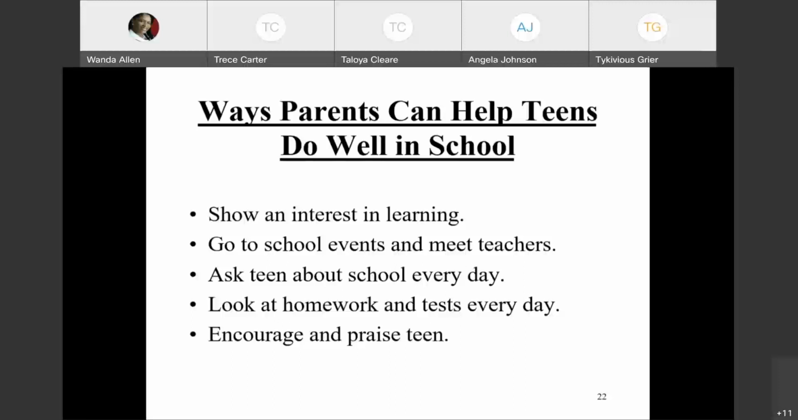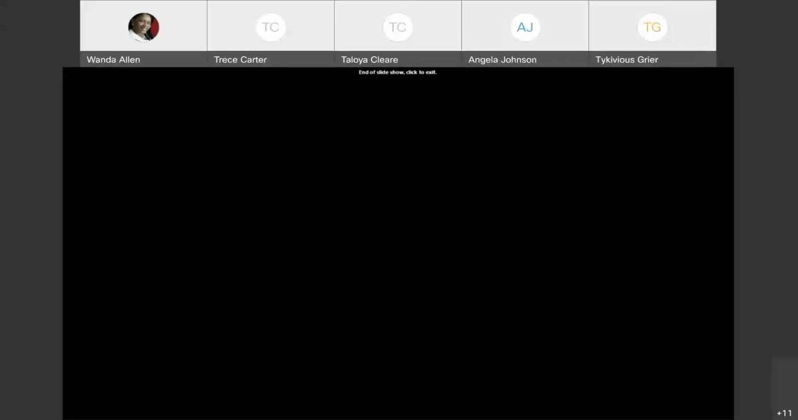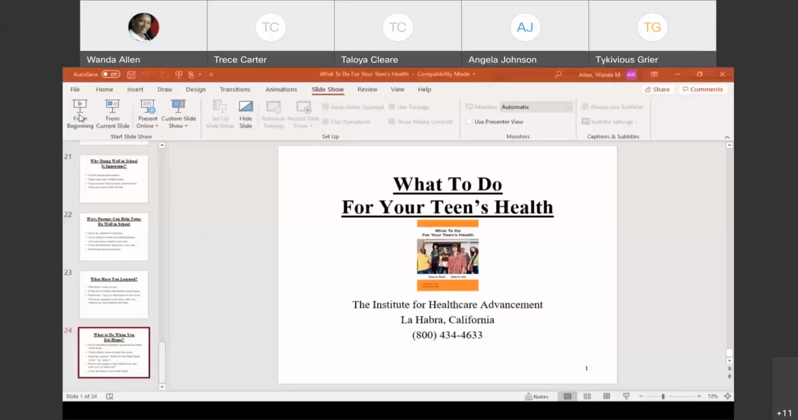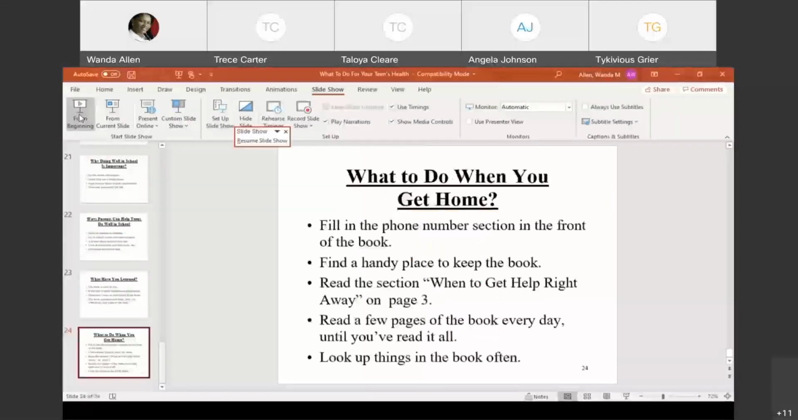At the end of your session, you always want to leave time for your participants to actually ask questions. Okay, at the end, you want to make sure you leave time for them to ask questions. Also, you want to thank your participants for attending, okay? And actually, you want to congratulate them that they've mastered how to use the book.